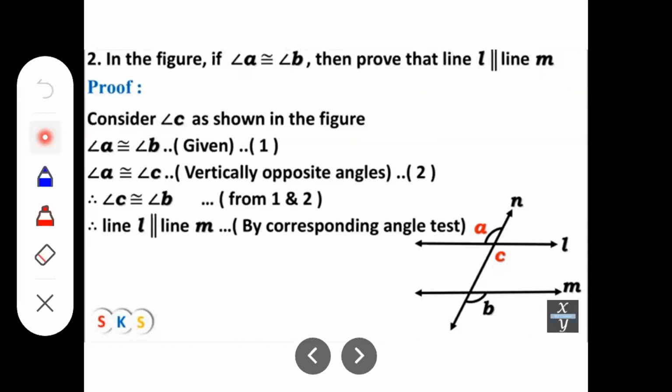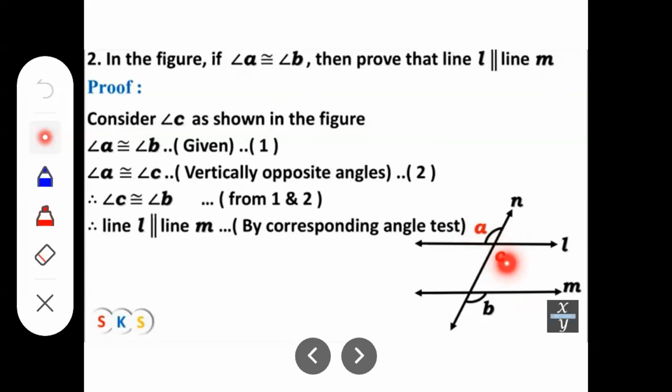Now, as we know that angle A is congruent to angle B, that is given in the example. Now see here, angle A and angle C are vertically opposite angles, so those will be of equal measure.